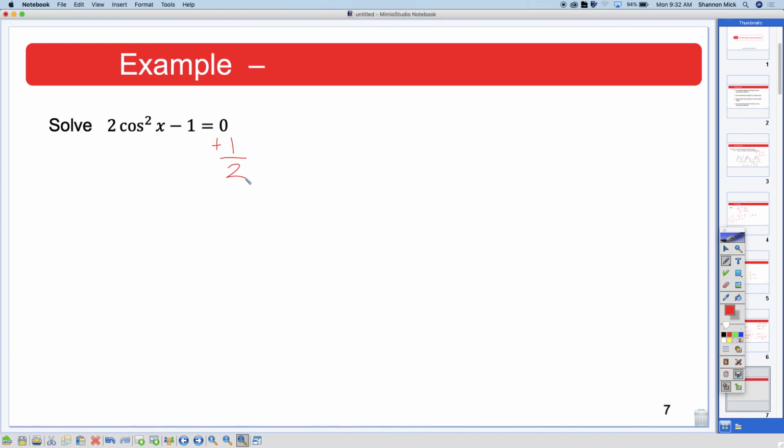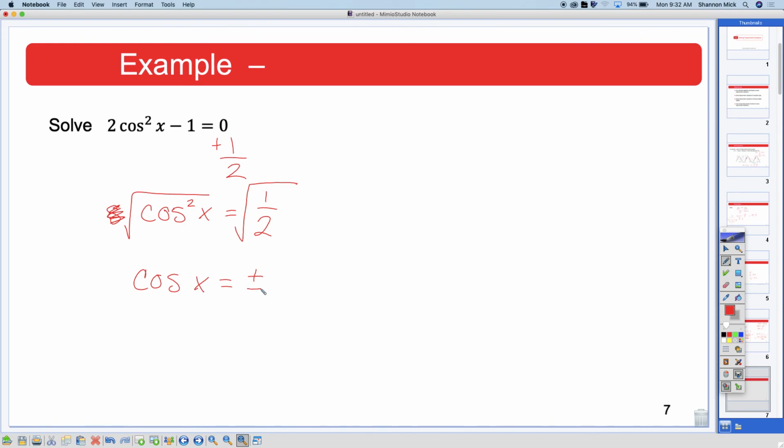Can I? So I have cosine squared x equals 1/2. How do I get rid of the square? Square root. And what do I need to remember when I take the square root? Is there one answer? It's plus and minus, correct?